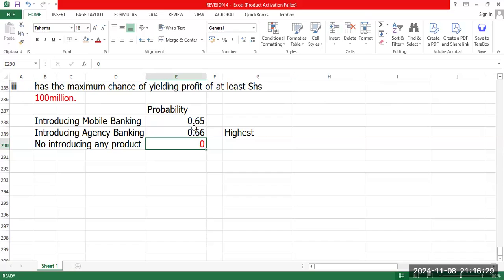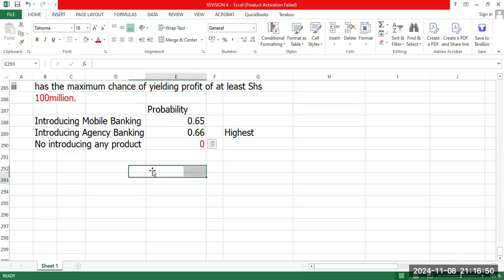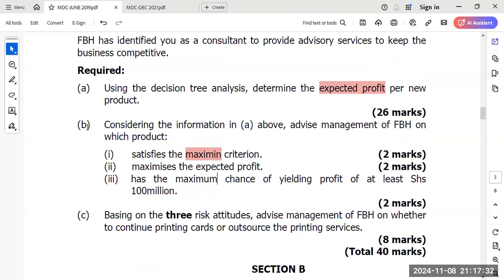So conclusion, the one that maximizes, the question was what? Maximum chance of yielding. The product that has the maximum chance of yielding profit of at least 100 million is the agency banking. And that's all for this part. And I beg to stop here, colleagues. You understood from part A to part B? Yes. Thank you.